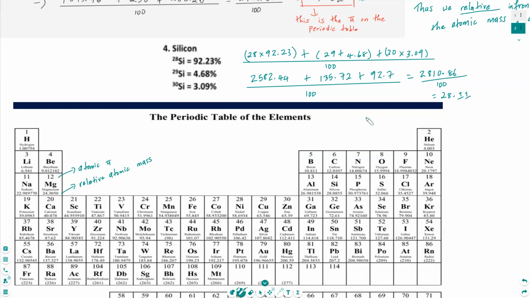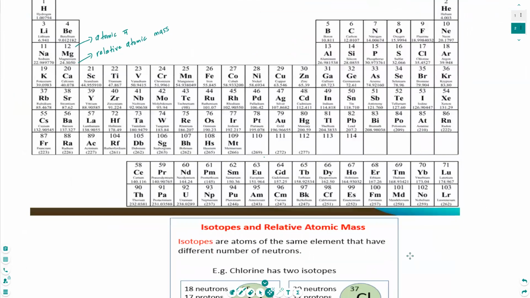It is very close to what is actually on the periodic table. So they do have 28.08. We have 28.11. That is close enough, right? So now you know how to calculate the relative atomic mass of each element. So you have to know how many isotopes it contains and what their abundances are.